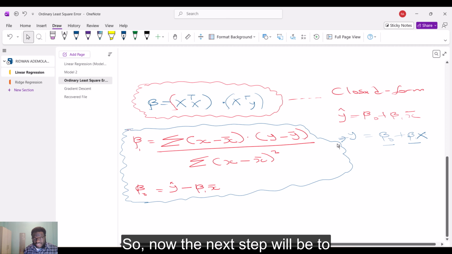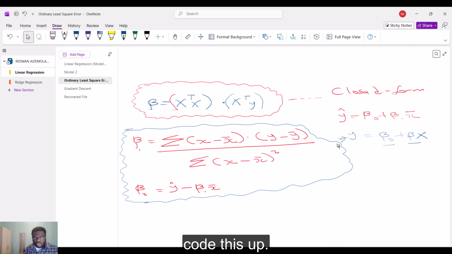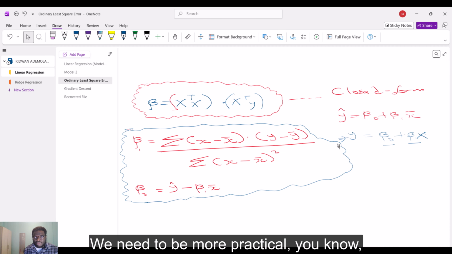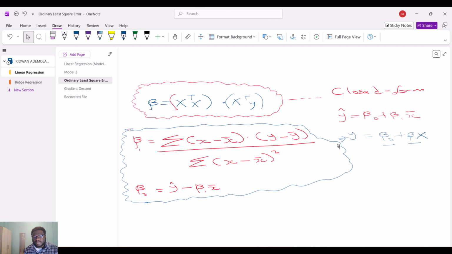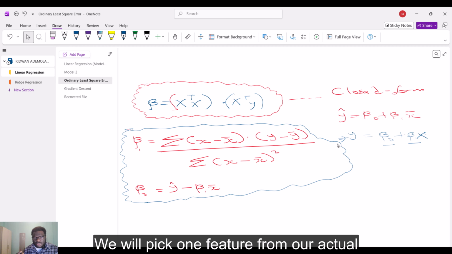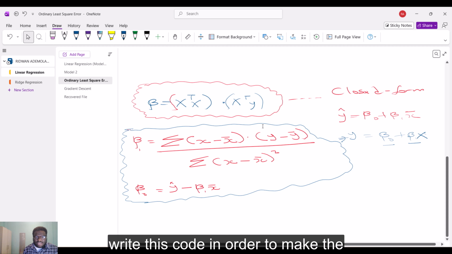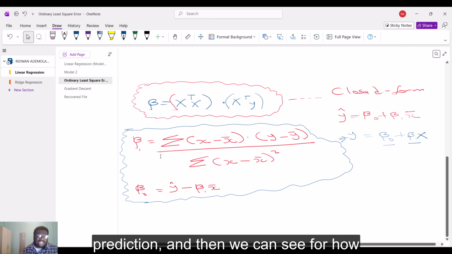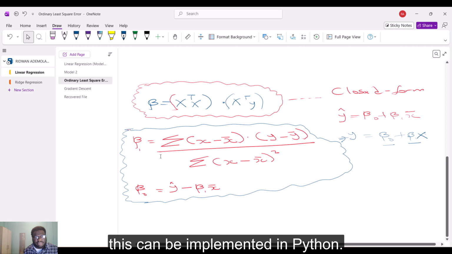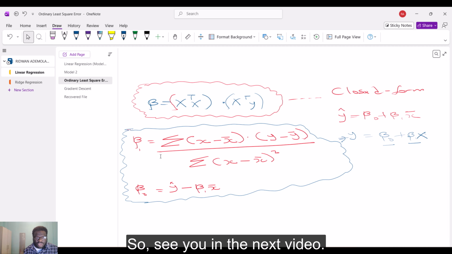Okay. So now the next step will be to code this up. We need to be more practical, because we don't want to dwell so much on the theory. We will pick one feature from our actual data, probably any one, and then we will write this code in order to make the prediction, and then we can see for ourselves how this can be implemented in Python. So see you in the next video.